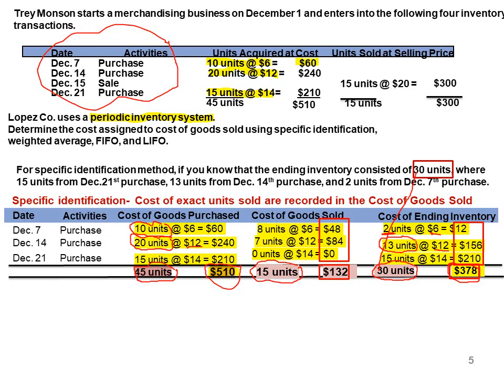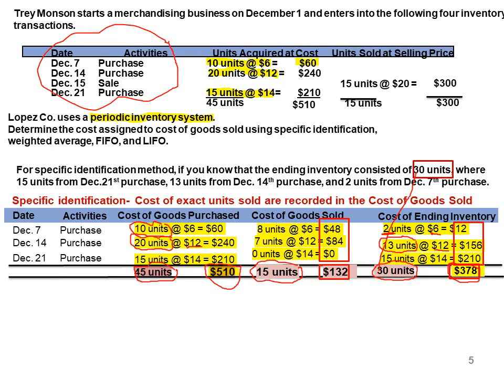Please be aware that we are doing this process at the end of the month. We ignore any date of sale because we will do our calculation on the last day in the month. So I'm going to add $12 plus $156 plus $210. So I will get the cost of ending inventory equal to $378.